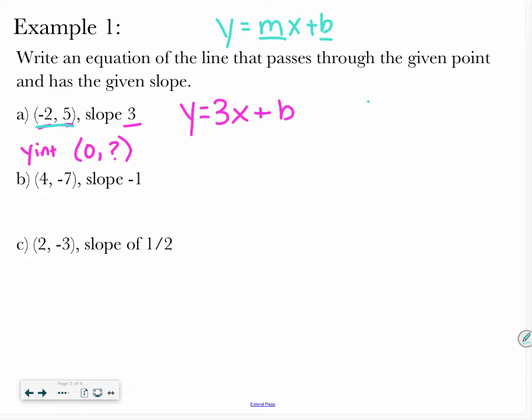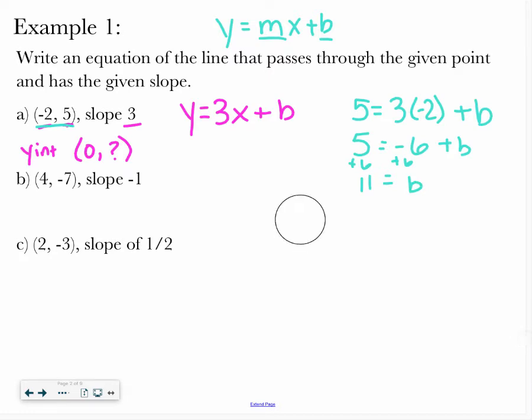So our y value is 5 equals 3 times negative 2, because our x value is negative 2, plus b. So we have 5 equals negative 6 plus b, or if we add 6 to both sides, we have b equals 11. Then I can go back to my equation and replace my b with 11. And that is the equation for that first line.